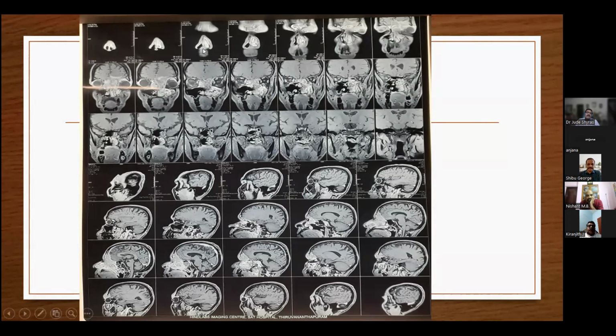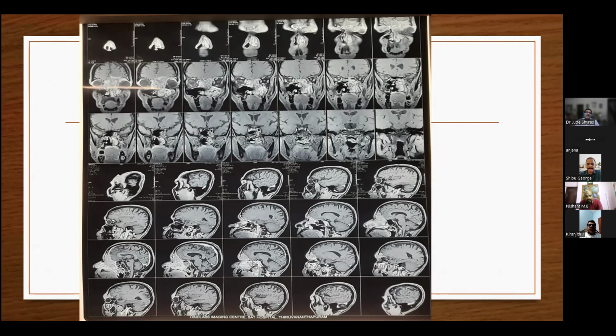T1 weighted image shows the variegated appearance of the lesion in the right nasal cavity with extension onto the maxillary sinus, filling the ethmoids. You should say that's a hyperintense lesion. Okay, there is a slightly hyperintense lesion in the nose, maxillary sinus, ethmoids, which is extending onto the intracranial cavity with no extension into the brain. It's not involving the brain, isn't it?